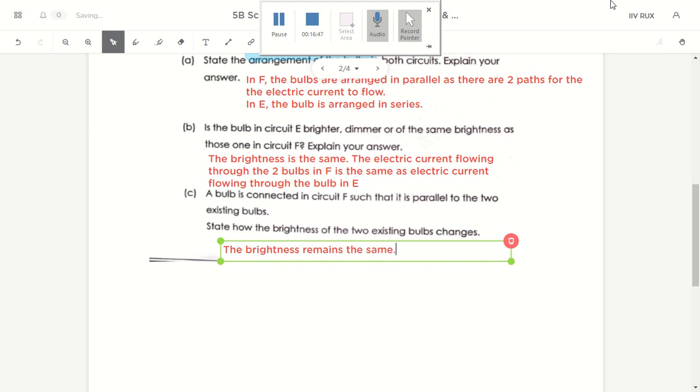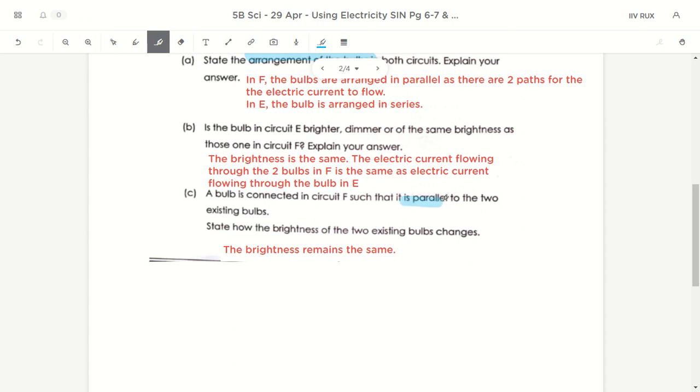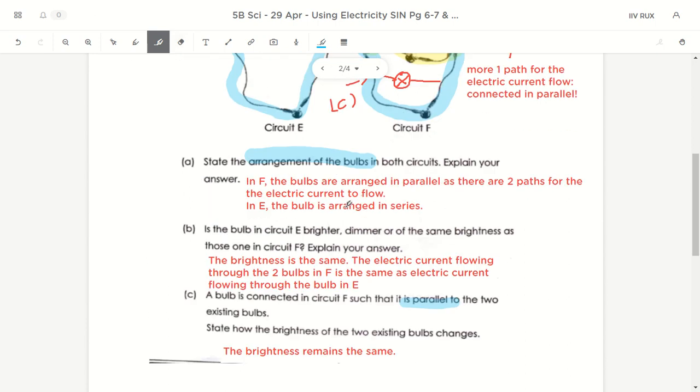The brightness remains the same. Why? Because again, it is connected in parallel. As long as they're connected in parallel, the brightness of the bulb will remain the same because the same amount of electric current flows through them. Alright, so this is the SIN for yesterday.